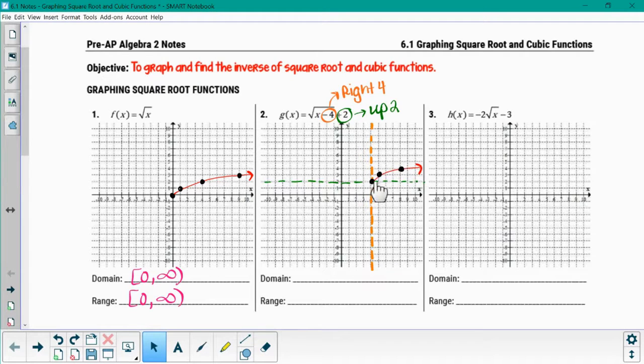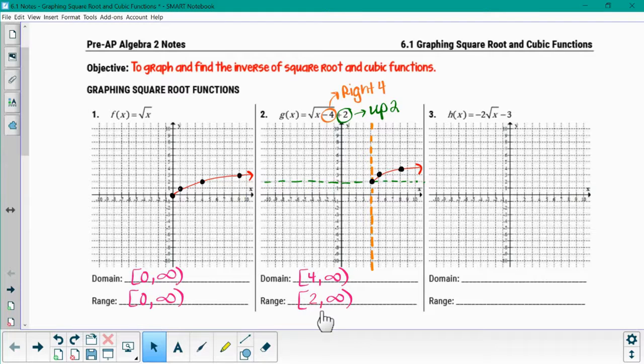Now, the domain, my x values, are going to start at my new y-axis at 4, and my range is going to start at my new x-axis, 2. And again, I will have a bracket because they are included in the domain and range.